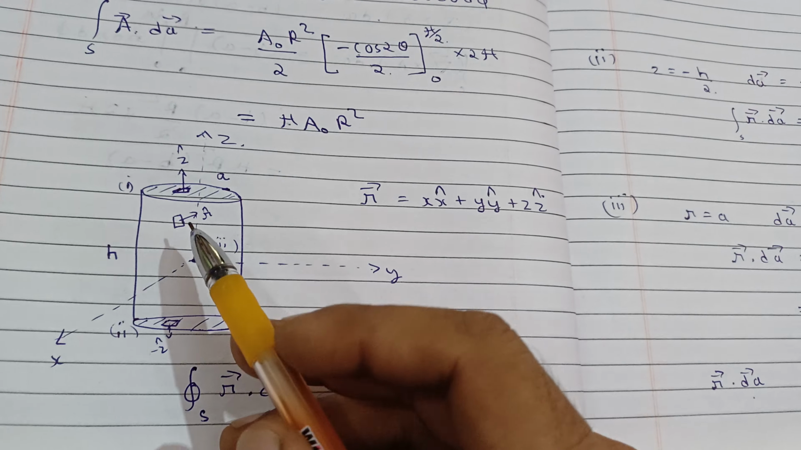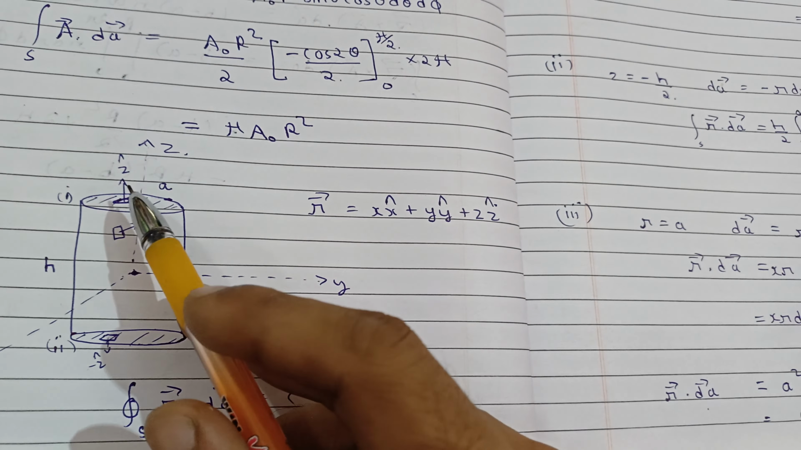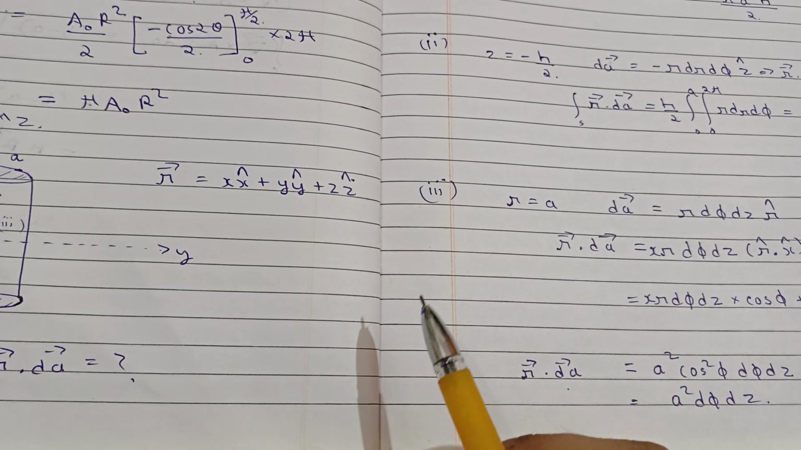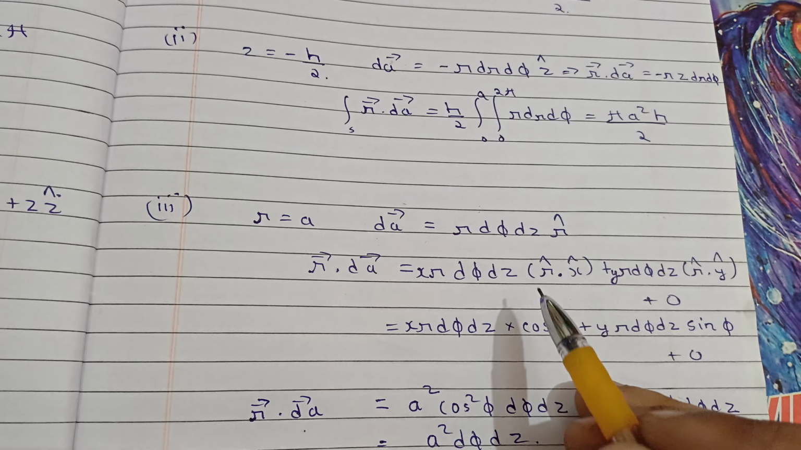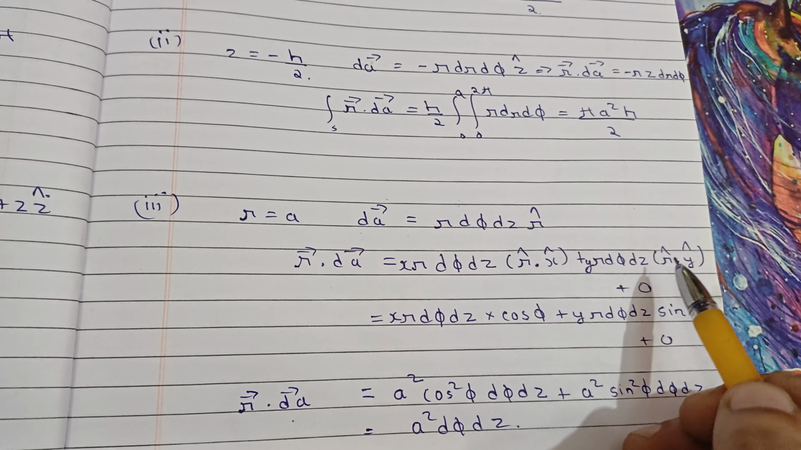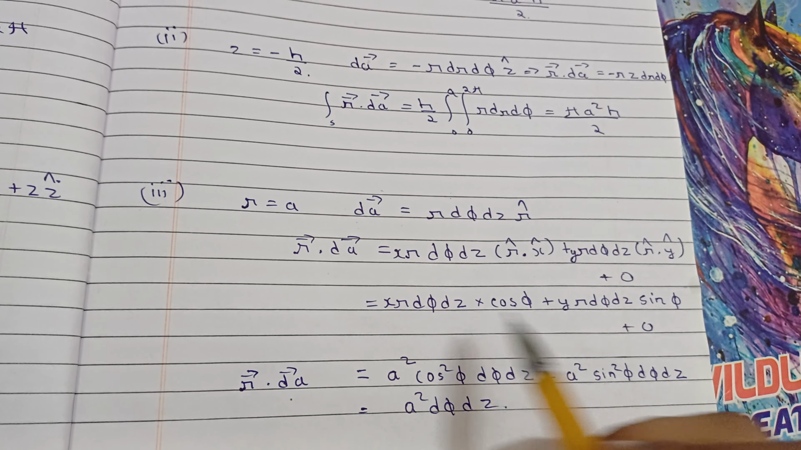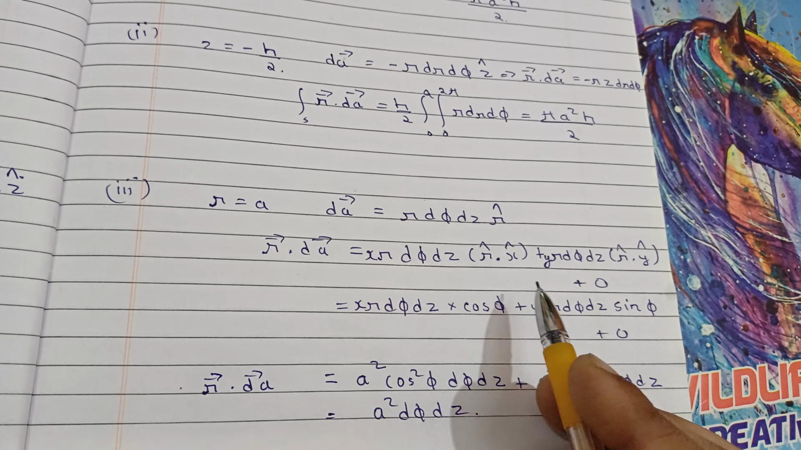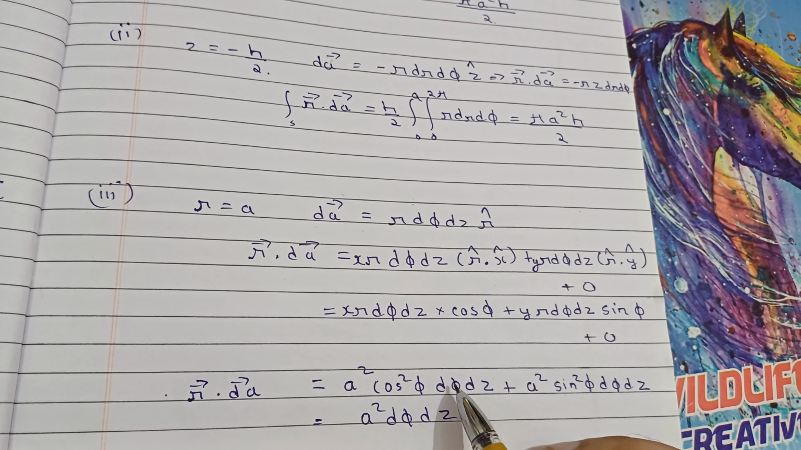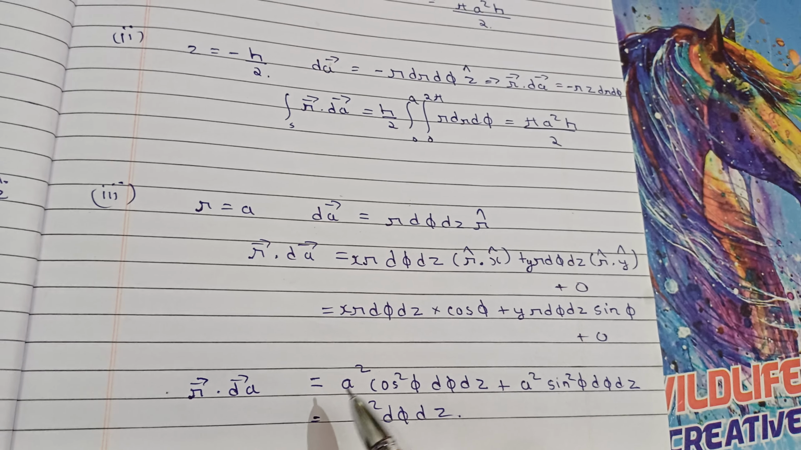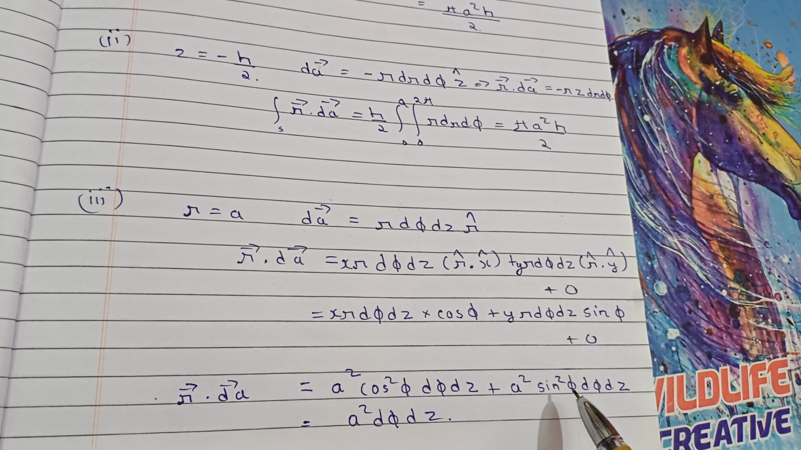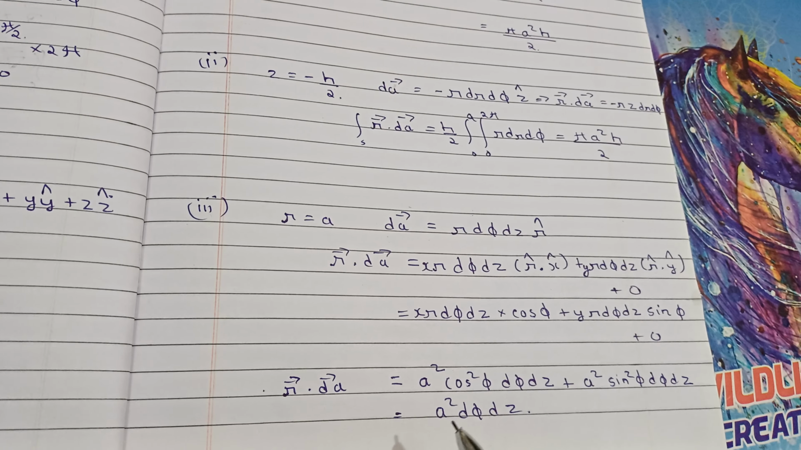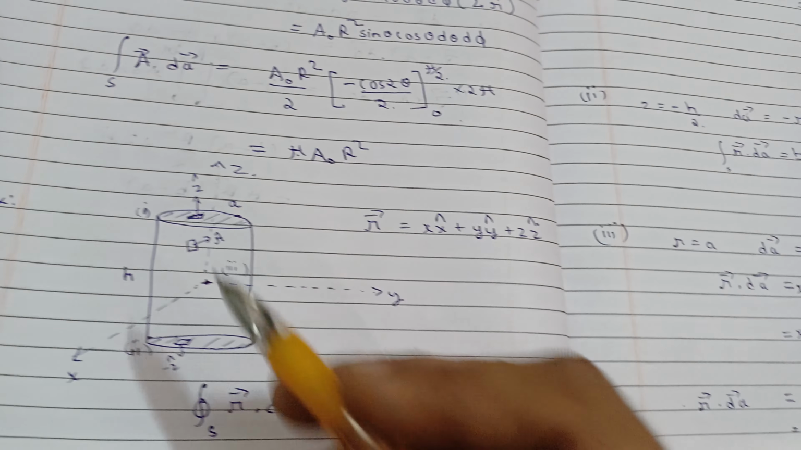Now see, r̂ is perpendicular to z, so r̂·ẑ will give you 0. You can use the table I discussed in the transformation equations. Here r̂·x̂ is cos φ, and r̂·ŷ is sin φ. So you just substitute the values, and now you have r·dA. It will give you a² cos²φ dφ dz plus a² sin²φ dφ dz. You can take a² dφ dz common. It will be cos²φ plus sin²φ, which is 1. Now you integrate this, with φ going from 0 to 2π and z going from minus h/2 to h/2.